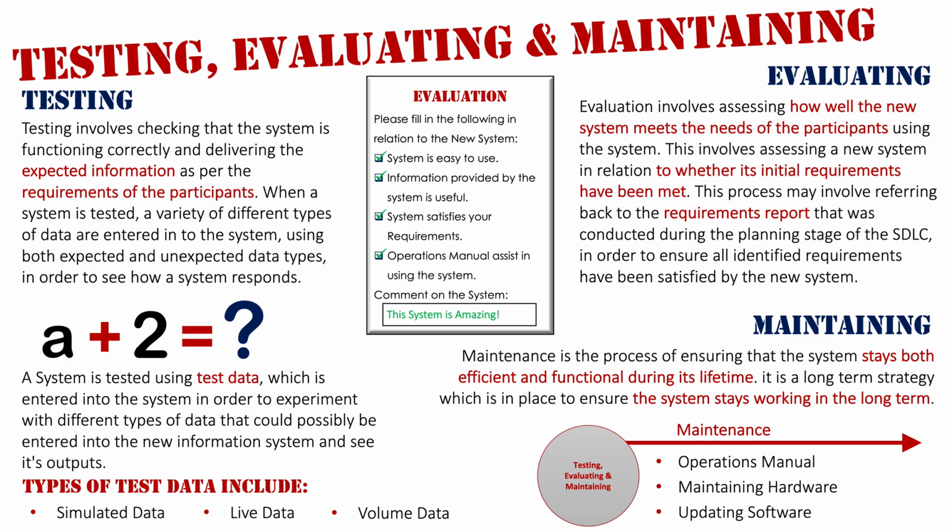So I hope this has given you a good introduction into the testing, evaluating, and maintaining stage of system development, and really finalizing what's required of the system. Testing, ensuring that the system is working correctly, that it gives you the expected data that you want out of the system, and that errors won't crash the system. Evaluating, checking the users and participants are satisfied with the system, seeing that no further changes need to be made, and getting confirmation that they are happy that the requirements have been satisfied. And then finally, maintaining, ensuring that the system stays working in the long term through having practices and setting up things such as an operations manual for guidance, maintenance practices for hardware, and updating of software.